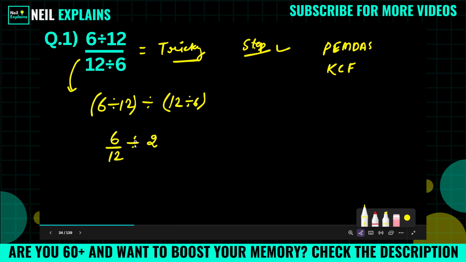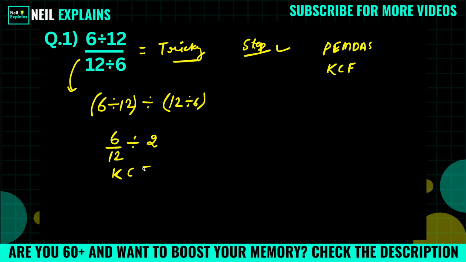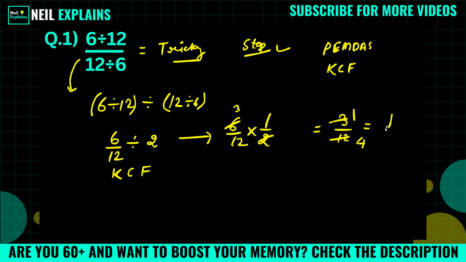And here we will apply the KCF rule. We keep this part, 6 divided by 12, and the division is changed to multiplication. 2 becomes 1 by 2. So here 2 times 3, and here 3 by 12, and the answer is 3 times 1 and 4, that is 1 by 4. 1 by 4 is the right answer.